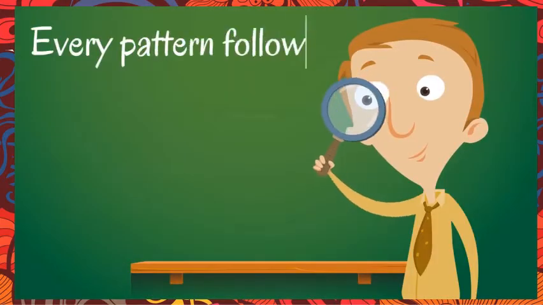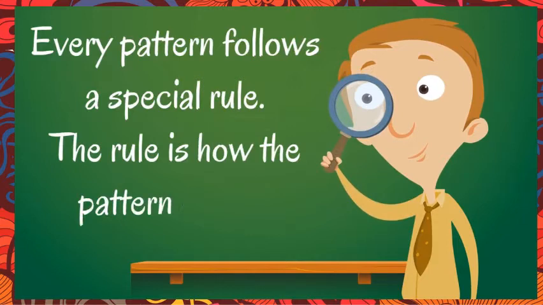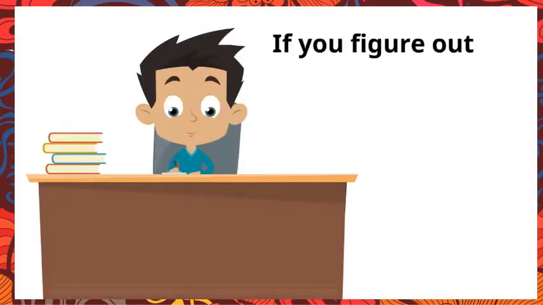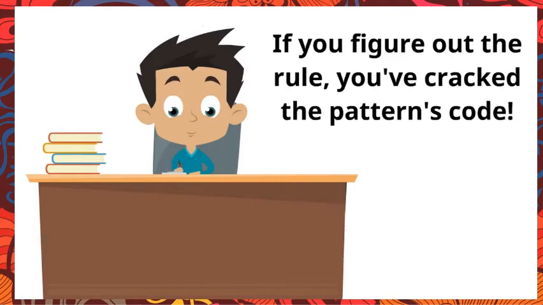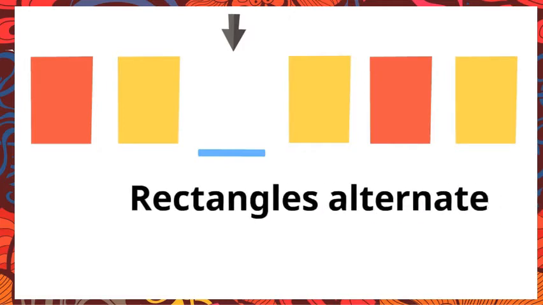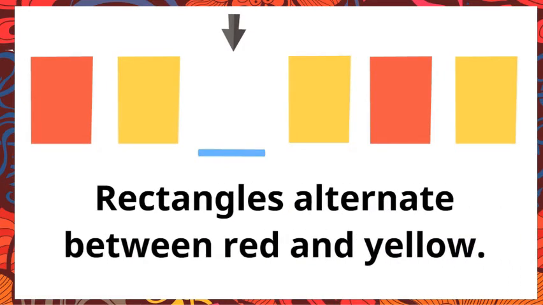So remember, every pattern follows a special rule. The rule is how the pattern works. If you figure out the rule, you've cracked the pattern's code. Even if there is a part of the pattern missing, you will be able to find it because you cracked the code. Here's the pattern we just showed you. Imagine this spot missing. What belongs in this spot? Well, let's think of this pattern's rule. Rectangles alternate between red and yellow. So what color rectangle goes here? Yeah, a red rectangle. By figuring out the rule, we were able to fill this spot in the pattern.